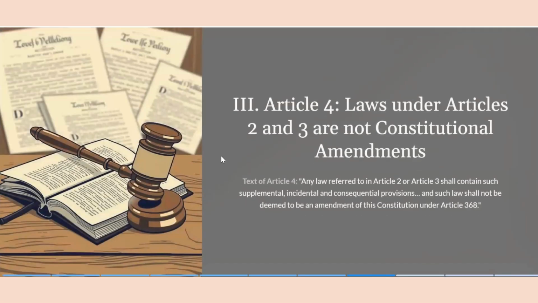Now coming to Article 4: laws under Article 2 and 3 are not constitutional amendments. Text of Article 4 says, any law referred to in Article 2 or Article 3 shall contain such supplemental, incidental, and consequential provisions, and such law shall not be deemed to be an amendment of this Constitution for the purposes of Article 368.